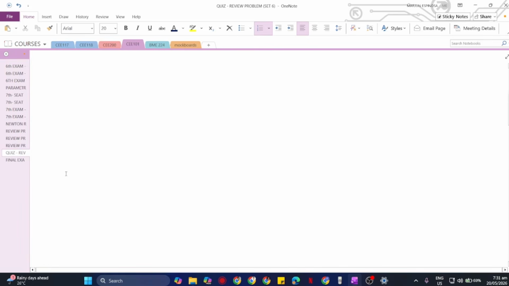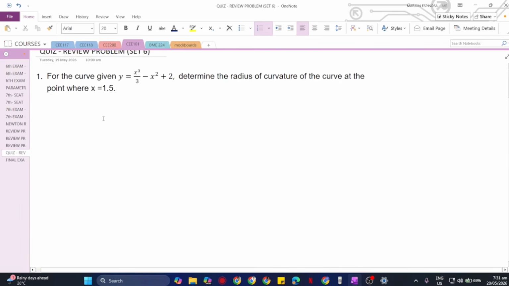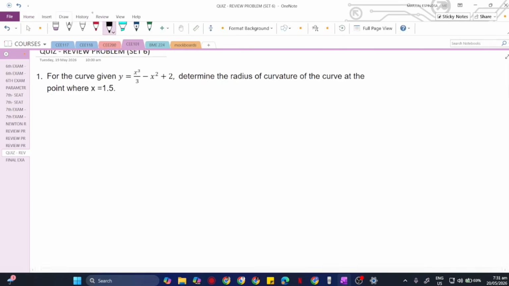Okay, we will be solving these 5 problems today. So let's start with number 1. Find the curve. For the given curve, y equivalent to x cubed over 3 minus x squared plus 2. Determine the radius of curvature of the curve at the point where x is equivalent to 1.5.